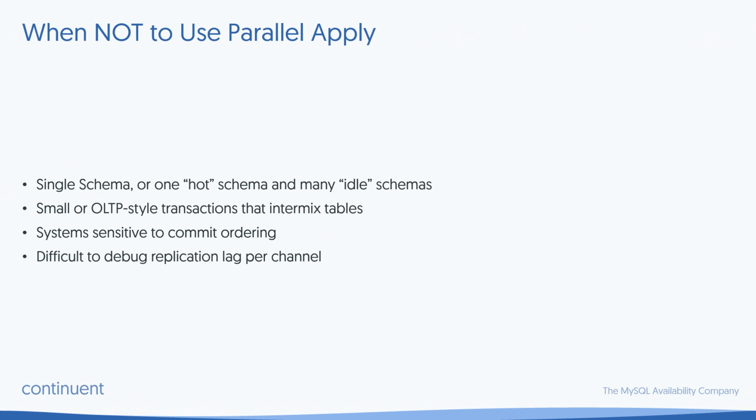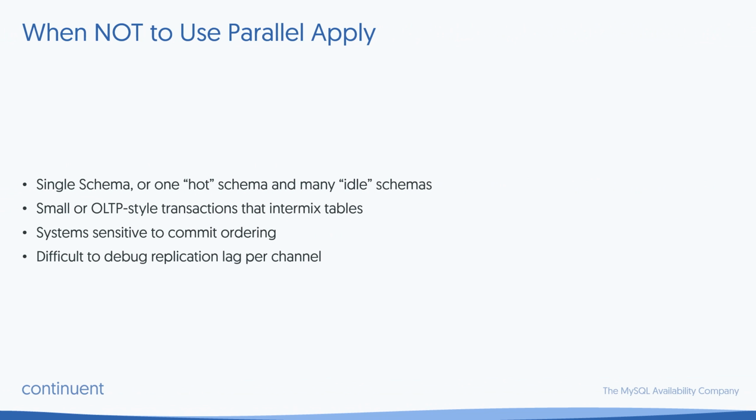If your workload has many small interrelated transactions, like typical OLTP workloads, again, parallel apply can introduce more overhead than benefit when they start crossing those boundaries of schemas. When strict commit order matters for auditing or external triggers, parallelism can complicate that tracking. So in those cases, it's safer to remain single-threaded or limit parallelism to certain schemas only.